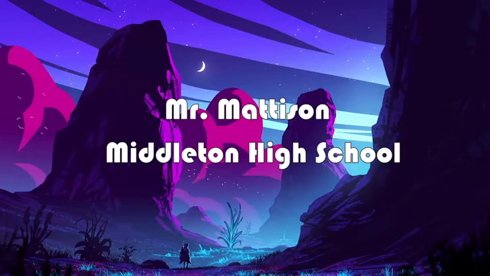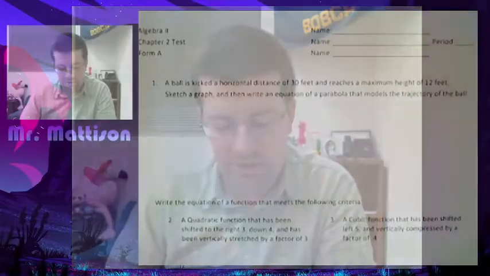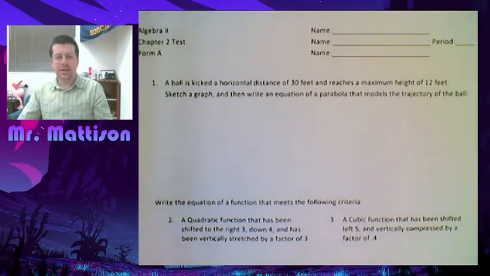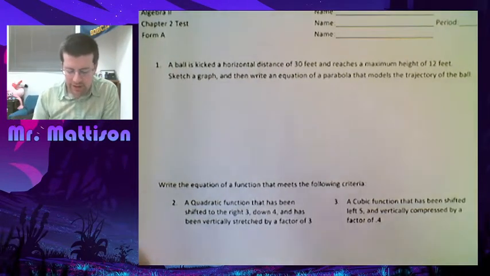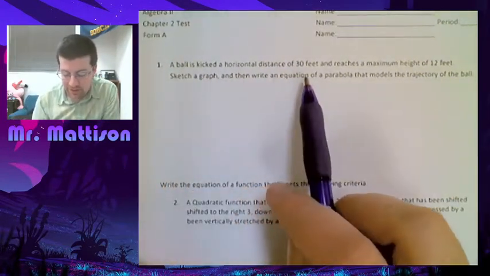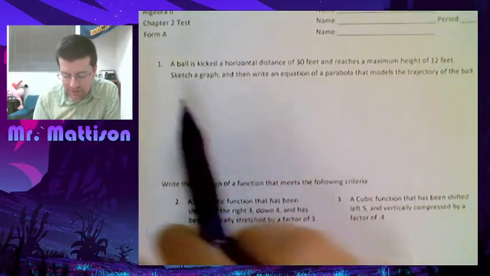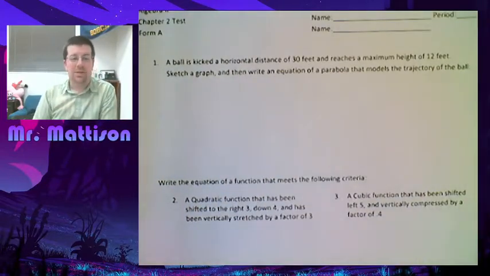Alright guys, this is the test walkthrough for the Algebra 2 Chapter 2 test. So we're going to go ahead and start here at problem number 1, where we have a horizontal wall that is being kicked at a distance of 30 feet, maximum height of 12 feet, sketch a graph, and then write an equation of the parabola for it.